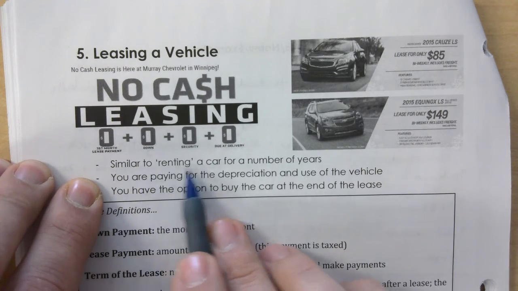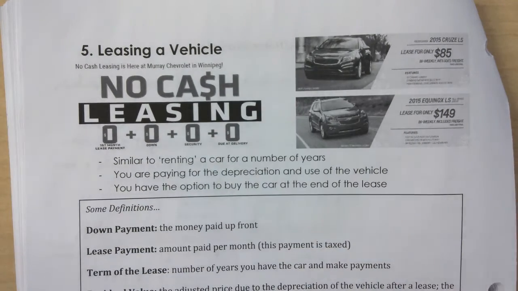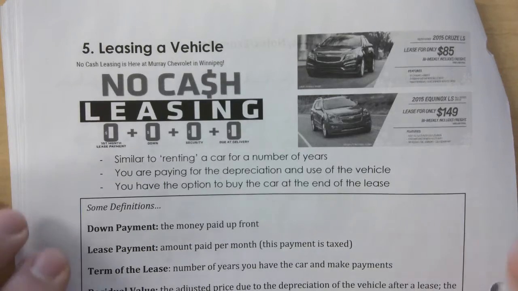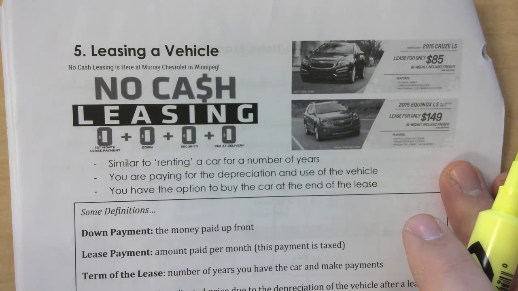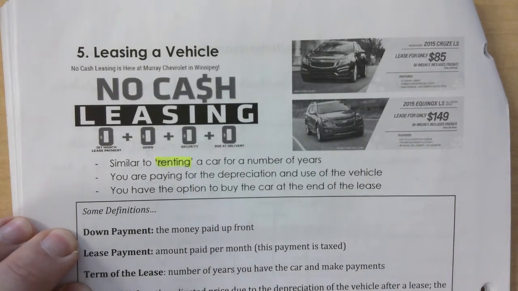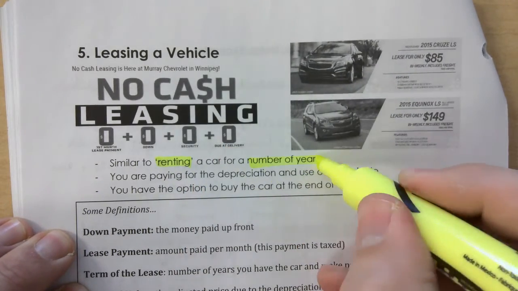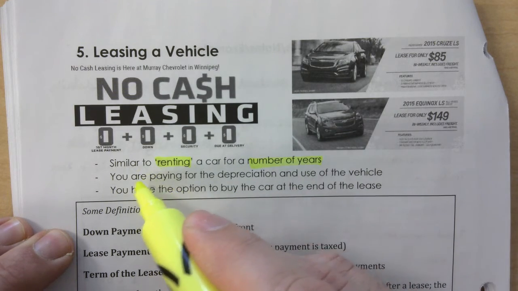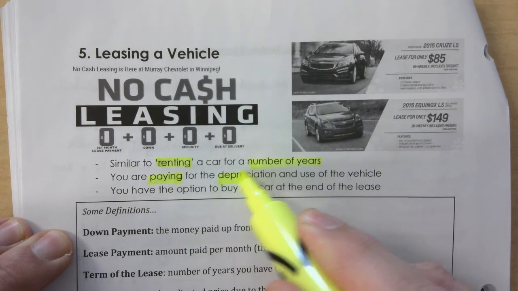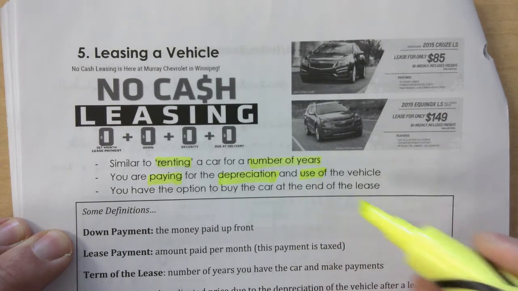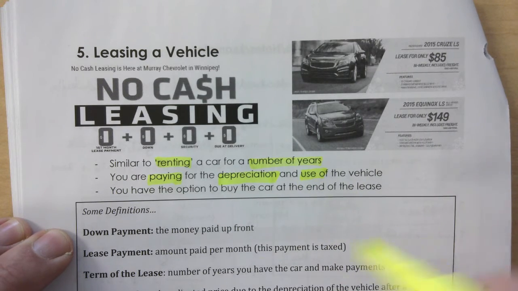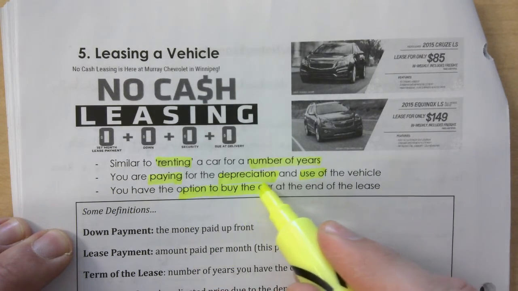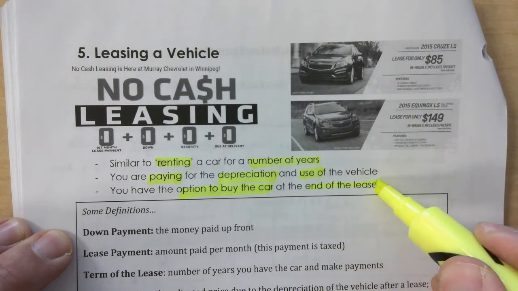So it's similar to renting a car. I'm gonna have my highlighter here on standby, just so you know, if you want to do the same. It's similar to renting, but it's a number of years, usually 2. You're paying for depreciation and the use of the vehicle. You have the option to buy at the end of the lease.